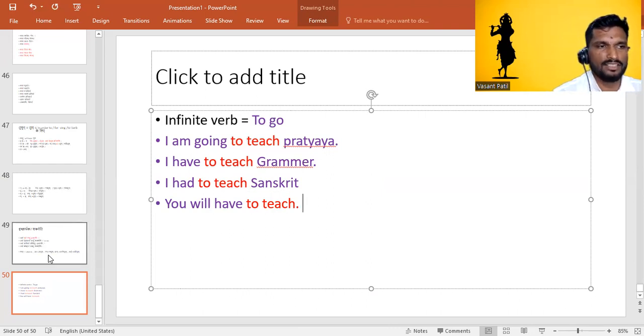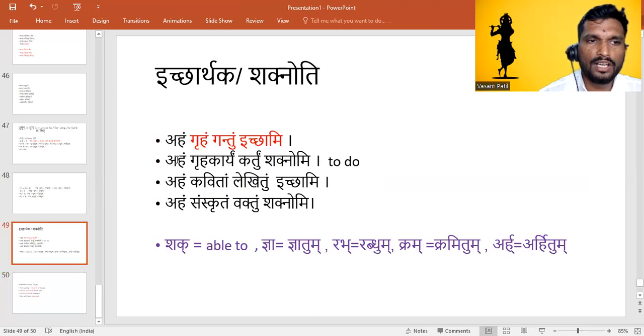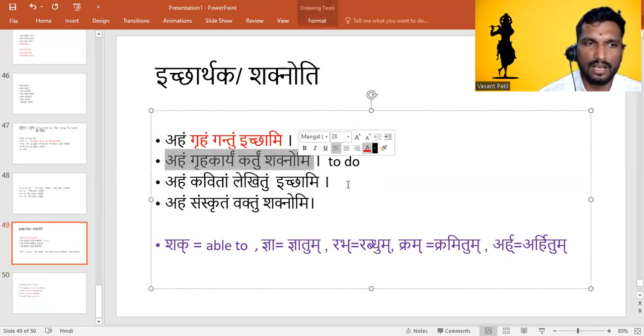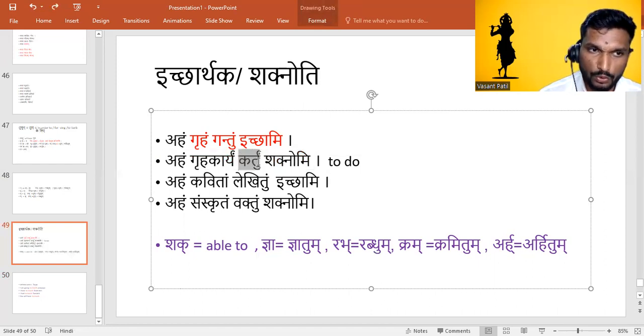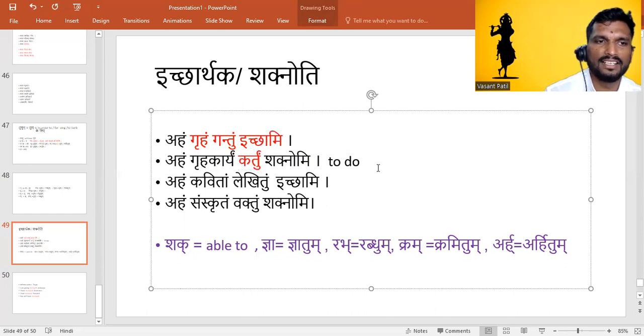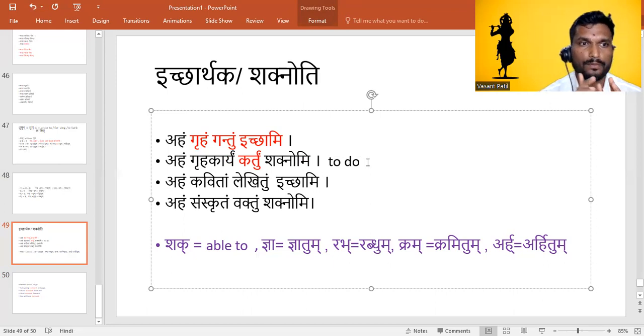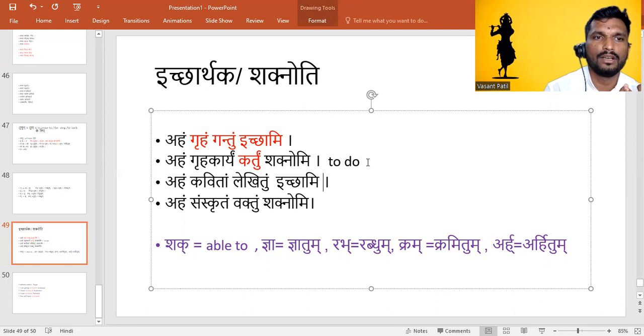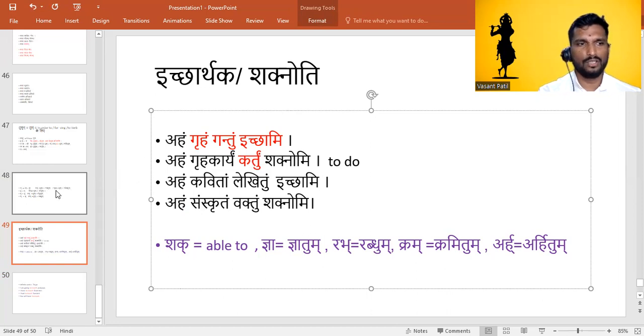For example, we saw here, aham gruha karyam kartum shaknomi. Here, kartum, which is used, is in the sense of infinitive verb. Because how will I translate it? I am able to do. Now here I am not saying in order to do. I am saying a different usage. I am able to do homework. So this is the infinitive verb sense which is used in tumunta pratyaya also.